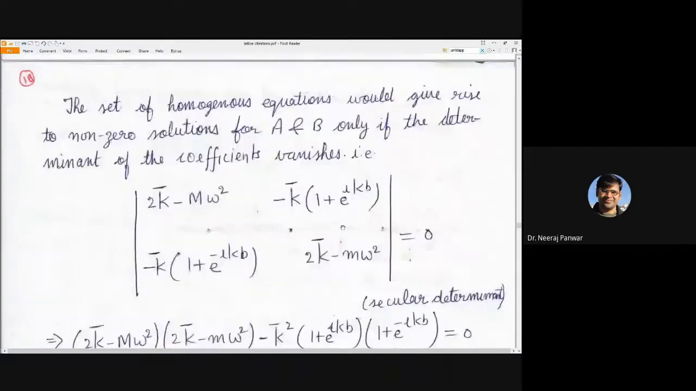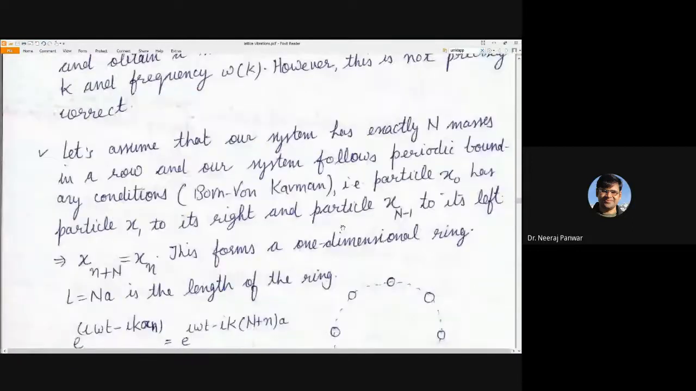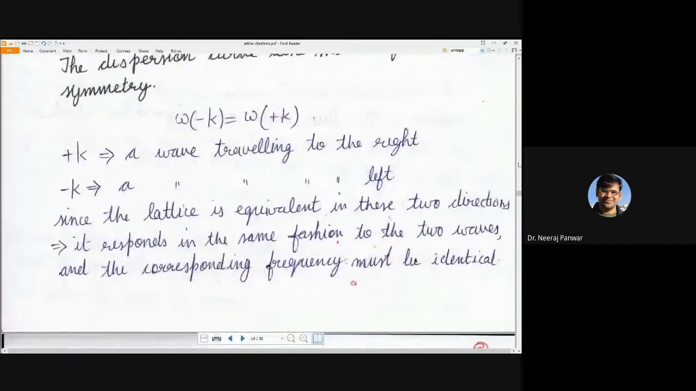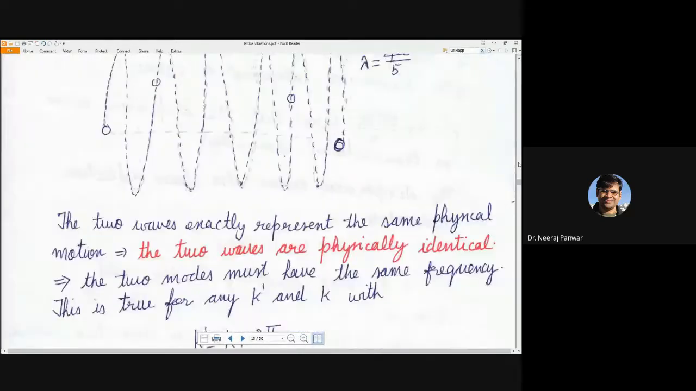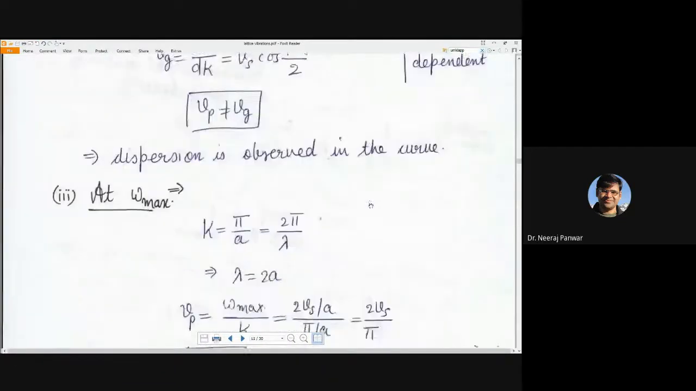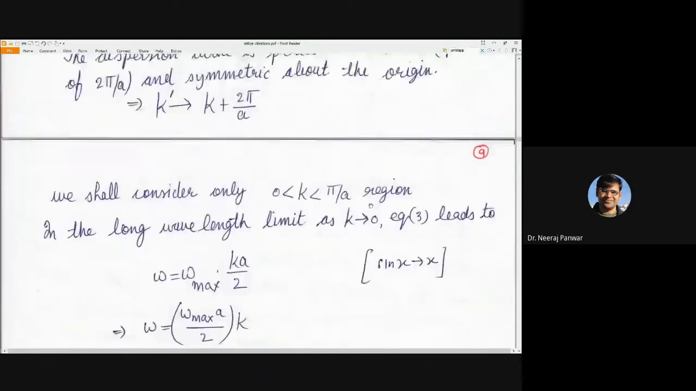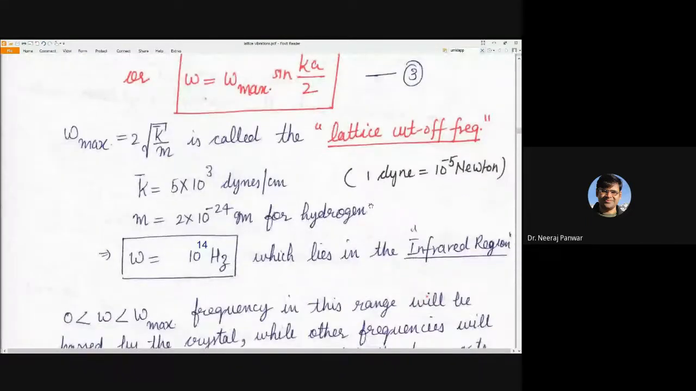So this we discussed yesterday, and before we proceed further, there is a correction I need to tell you. The day before yesterday, we discussed the one-dimensional monoatomic chain lattice vibrations, and we calculated the maximum frequency. Earlier it was written here as 2 into 10 to the power 13 hertz. That was a calculation mistake. Yesterday somehow I realized that there is a mistake. So the actual frequency is 10 to the power 14 hertz.